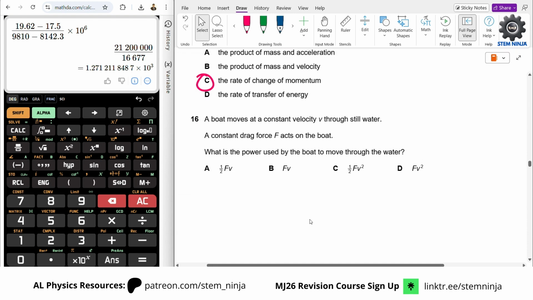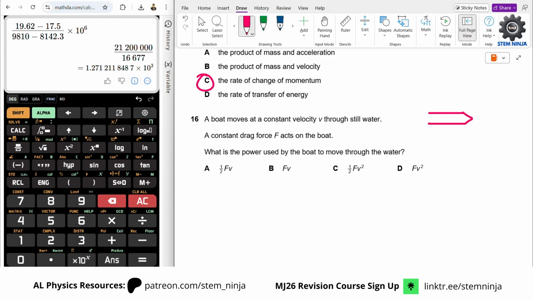A boat moves at a constant velocity v through still water. The constant drag force F acts on the boat. What is the power used by the boat to move forward? If you have a problem understanding this, you have a constant drag force F, and you have some rowing force, let's call it P, the driving force, let's say D.